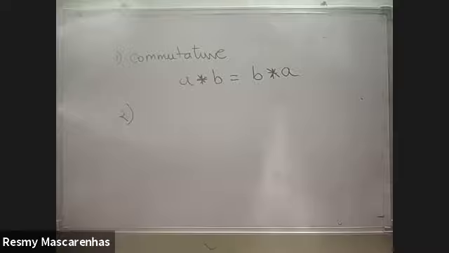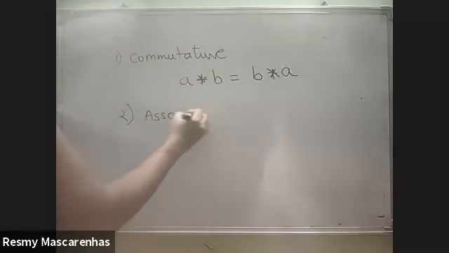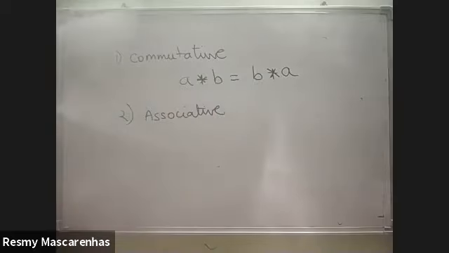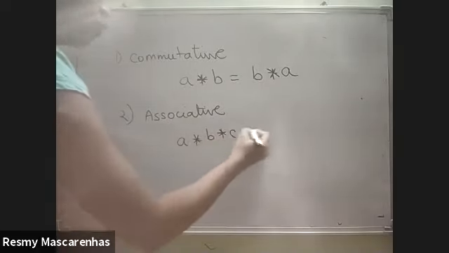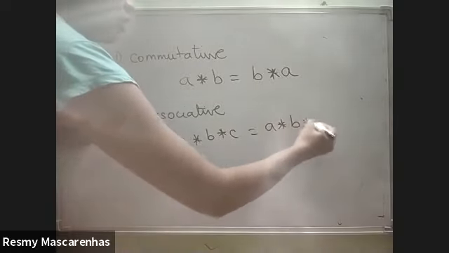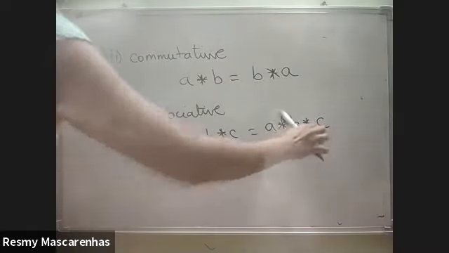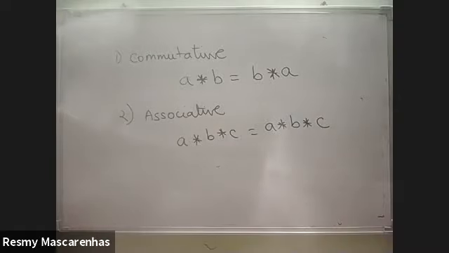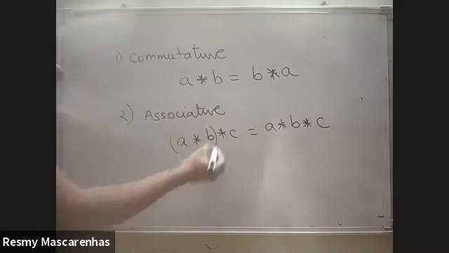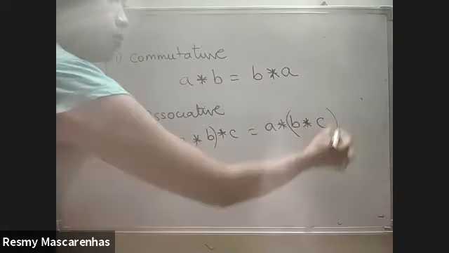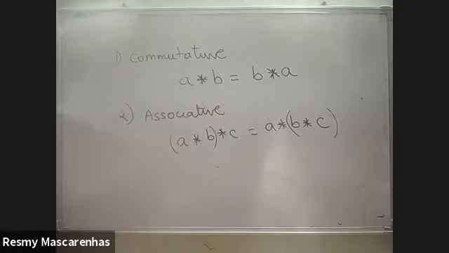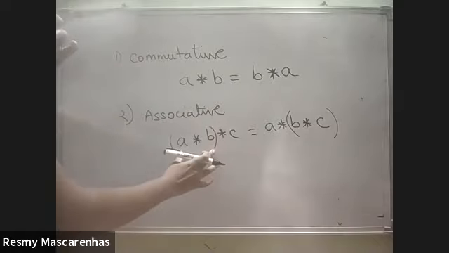Second one, associative. Again, this condition also you should know. What you have to do is, write A star B star C on both sides. On both sides you just write the same thing, A B C, A B C. Now the only difference is in putting brackets. This side you put brackets for the first two. Here you put brackets for the last two. So first write A, B, C completely, then put brackets for the first two and the last two.